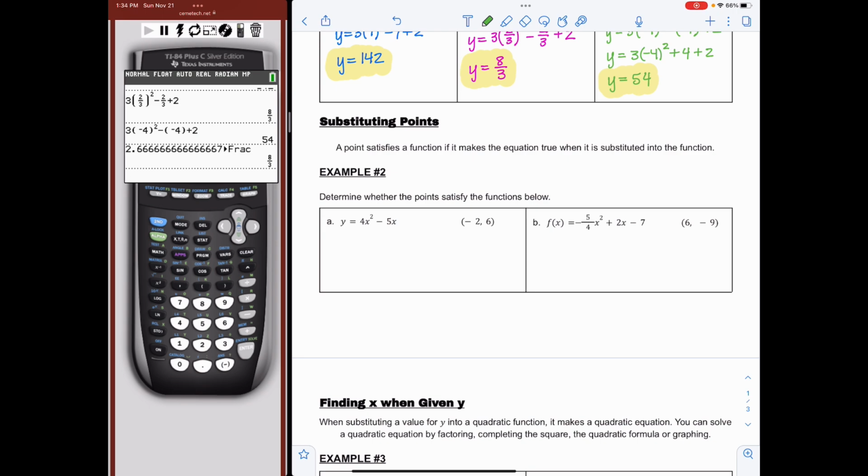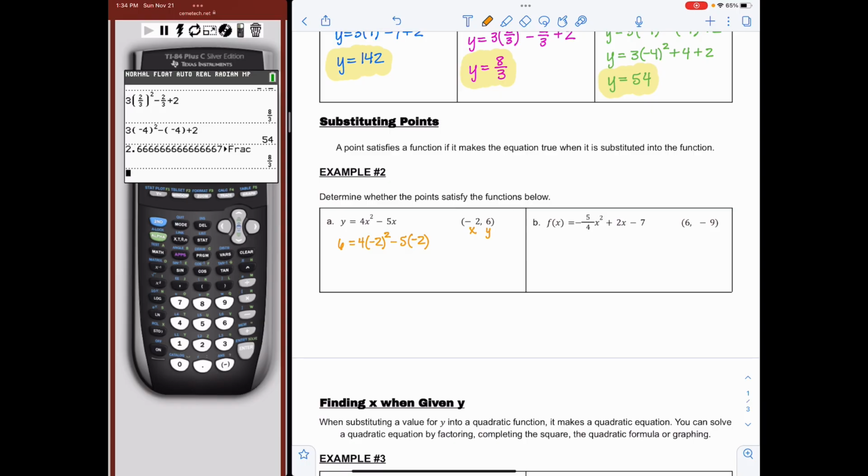So for example number 2, it says determine if the points satisfy the functions below. So we have for part A the point negative 2, 6, and we want to see if it satisfies the equation y is equal to 4x squared minus 5x. So remember, anytime you have a point, that means you have x and y. So I know that x is negative 2, y is 6. So I'm going to have 6 is equal to 4 times negative 2 squared minus 5 times negative 2.